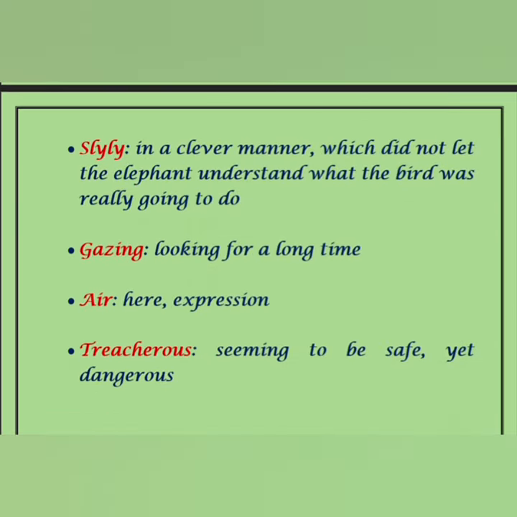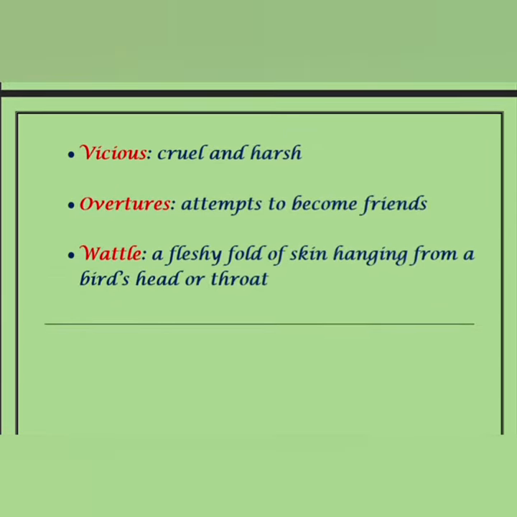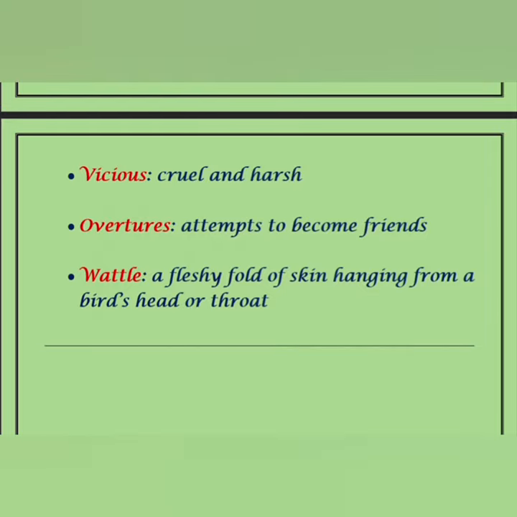Slyly means in a clever manner, which did not let the elephant understand what the bird was really going to do. Then gazing, it means looking for a long time. Then air, according to the story here, it means expression. Then treacherous, it means seeming to be safe yet dangerous. Vicious means cruel and harsh. Then overtures means attempts to become friends.